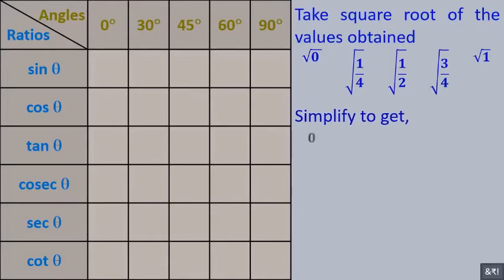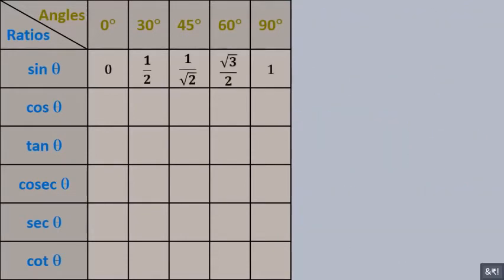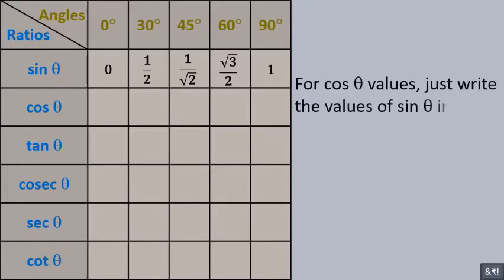Further simplifying, we get 0, under root 1 upon under root 4, under root 1 upon under root 2, under root 3 upon under root 4 and 1. This can be written as 0, 1 by 2, 1 by root 2, under root 3 by 2 and 1. This is the value of our sine.